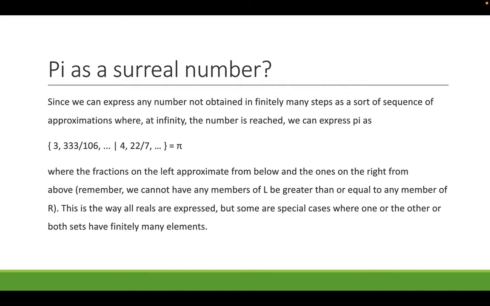So what about, say, pi? Well, since we can express any number that's not obtained in finitely many steps as a sort of sequence of approximations where the number is reached at infinity, pi can be expressed as the fractions on the left approximating it from below and the ones approximating it from above. So this, for example, would be pi. These ones have to be on the right because no element of L can be greater than or equal to any element of R. That was the definition.